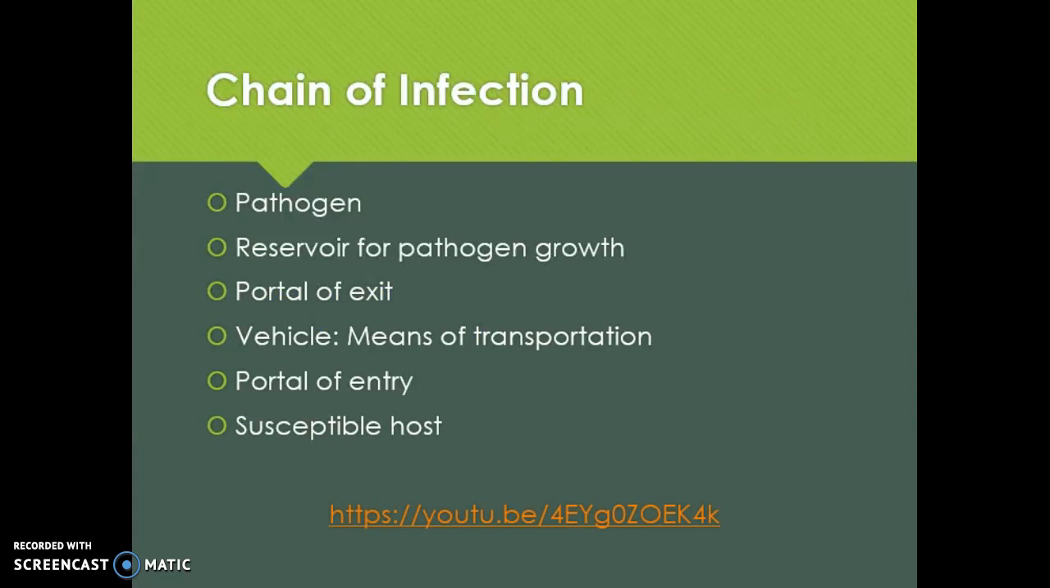Here's how the chain of infection goes. First of all, you have a pathogen. That's the poison. That's the little guy that's causing all the trouble. Then there has to be a reservoir for the pathogen to grow. Then there's a portal of exit, a vehicle, which is means of transportation, and a portal of entry into the second body and a susceptible host.